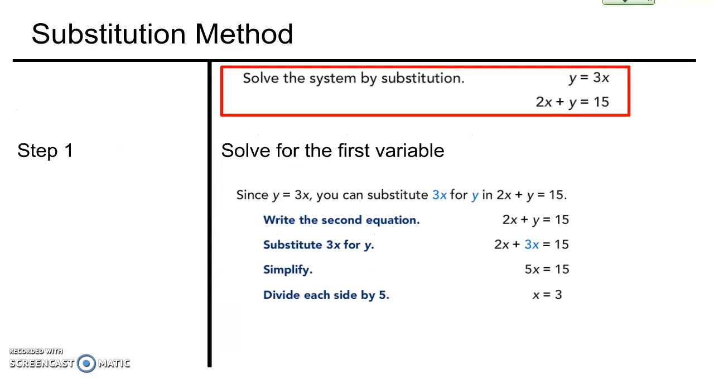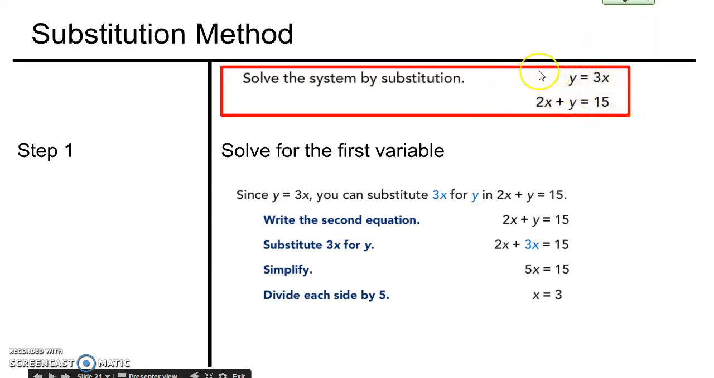All right, you do not need to copy this. We're just going to look step by step at what to do, and then we're actually going to work one out together. So here is our system, and they're telling us to solve it by substitution. So our system is these two equations, y equals 3x, and then 2x plus y equals 15. Now you will notice that we have two variables, x and y, that we have to solve for.